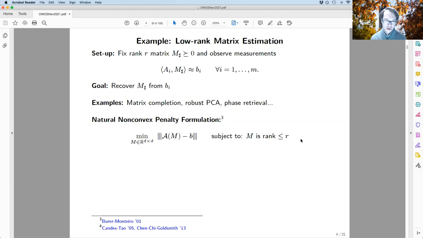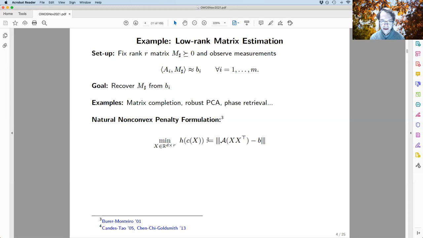And so in 2001, Burer and Monteiro popularized this technique of formulating the constraint explicitly inside the model and replacing the matrix M with the parameterization of low rank matrices as an outer product of d by r matrices. And so now you see that the optimization variable is potentially very small if r is very small, and it suggests the following convex composite loss function for the problem we're trying to consider. So here we have an outer convex norm composed with a smooth mapping, in fact, a quadratic mapping. And so this is really one of the main examples that people consider for weakly convex problems in applications.